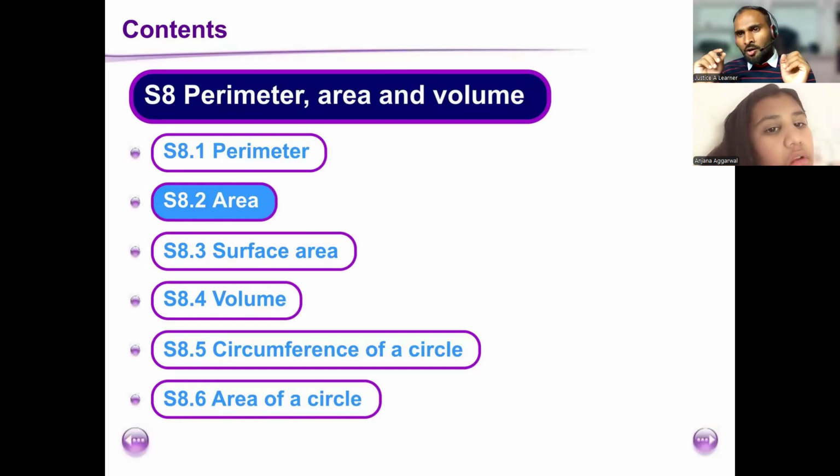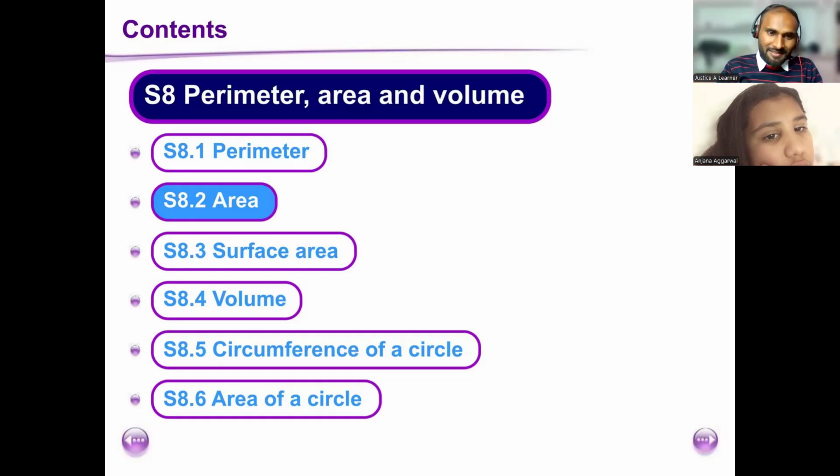What is the area of a rectangle? L into W, unit squared. Yes, unit squared. What is the area of a triangle? Half into L into W, unit square. L into W. You're forgetting something. This does not have anything to do with length or width.